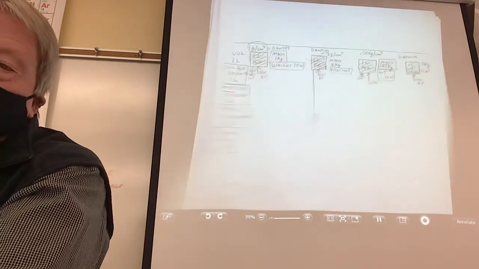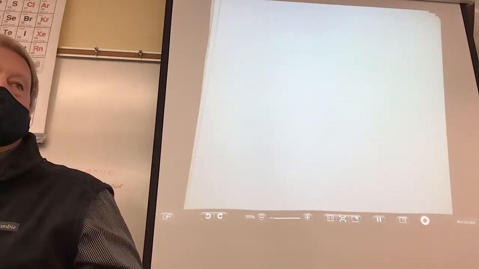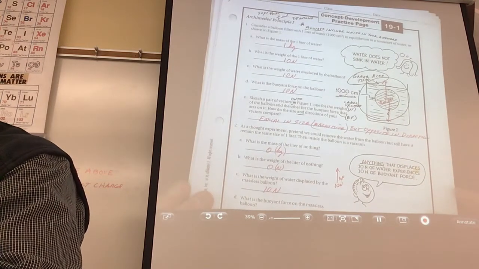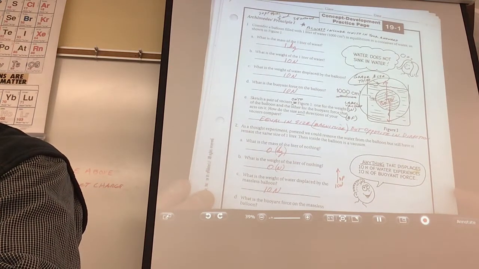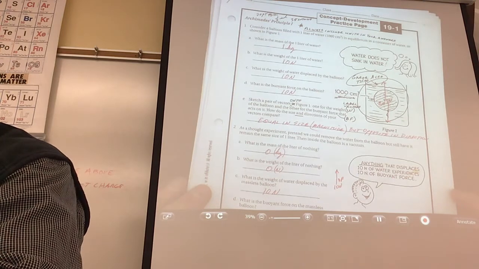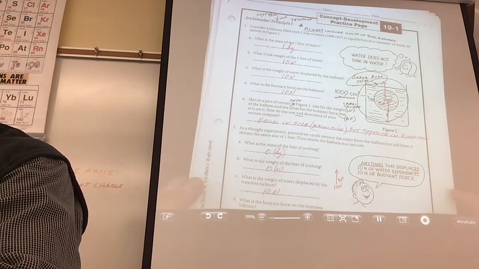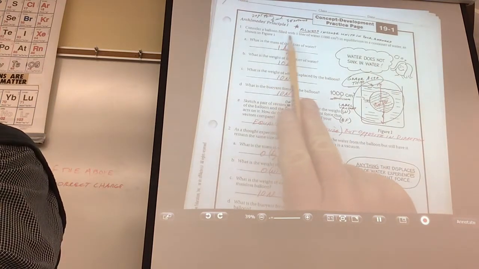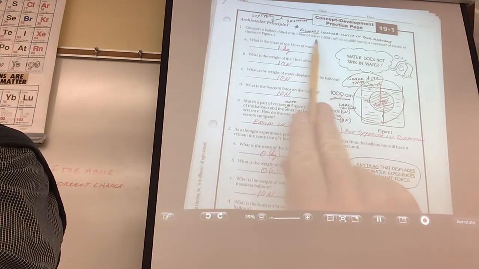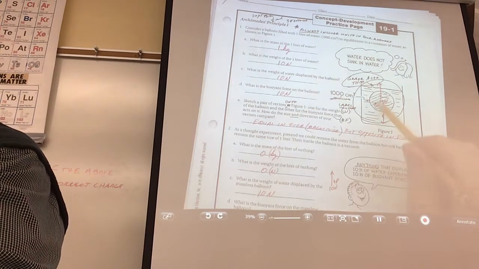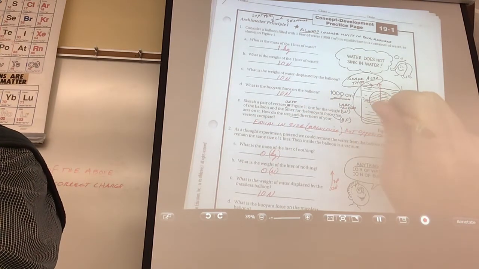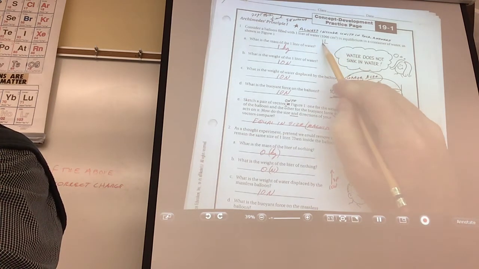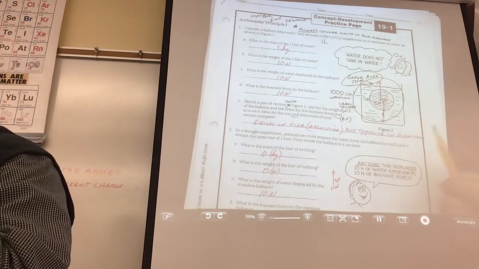I think after that lesson, and you could watch that video if you want to watch it again, but let's take a look at this. What is the mass of 1 liter of water? 1 kilogram. What is the weight of 1 liter of water? What is the weight of water displaced by the balloon? Well, I have to read it because it said the balloon was filled with what? So what is the volume of that balloon? Does everybody know that 1,000 cubic centimeters is 1 liter? Yes. Okay, is that right? All right.